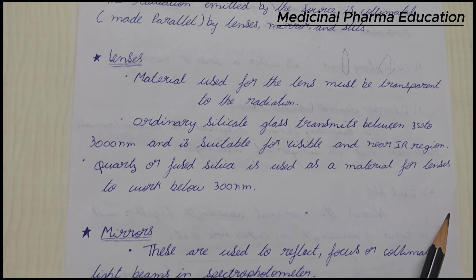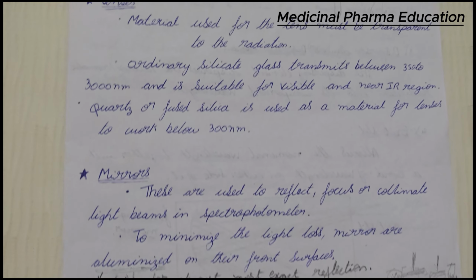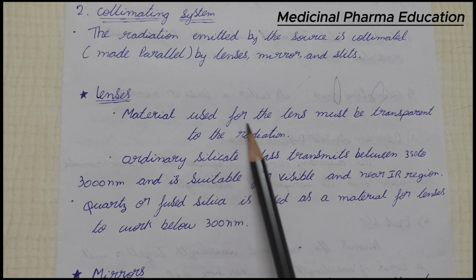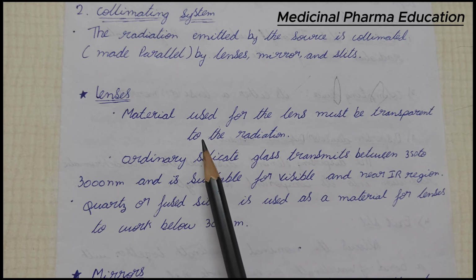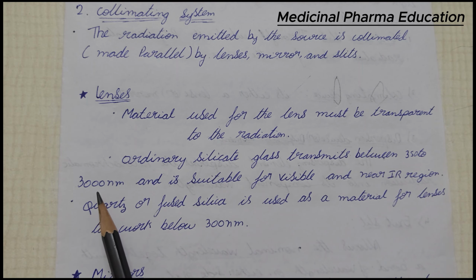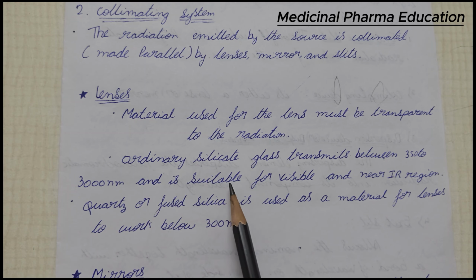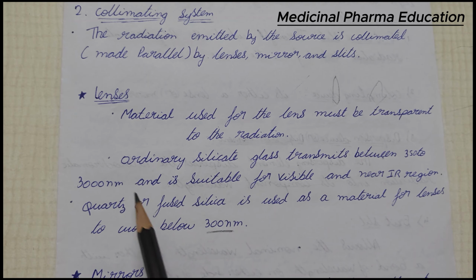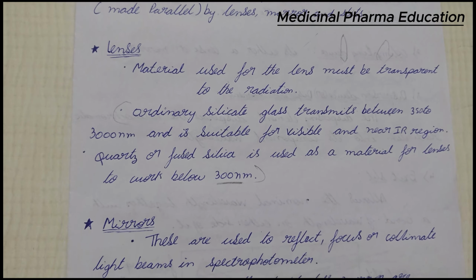There are mainly the lenses, mirror, and the slit. Firstly we'll go with the lenses. The materials used for the lens must be transparent to the radiation. Ordinarily, silicate glass transmits between 350 to 3000 nanometers, and it is suitable for visible and near IR regions. Quartz or fused silica is used as a material for lenses to work below 300. This is just ordinary. Just know the function of the lenses.